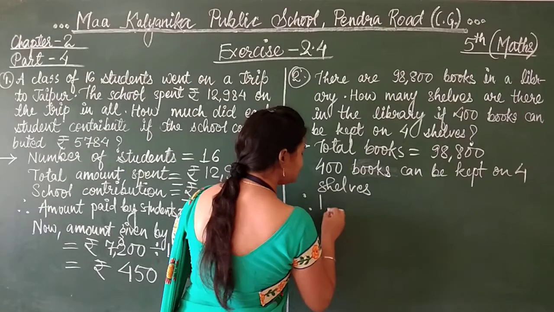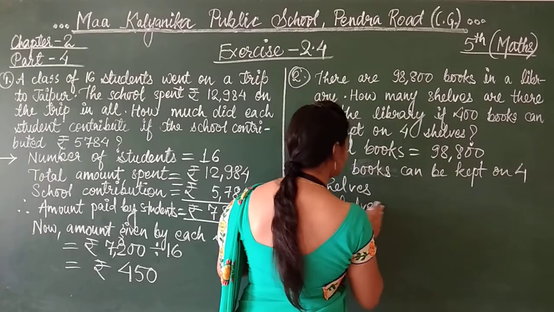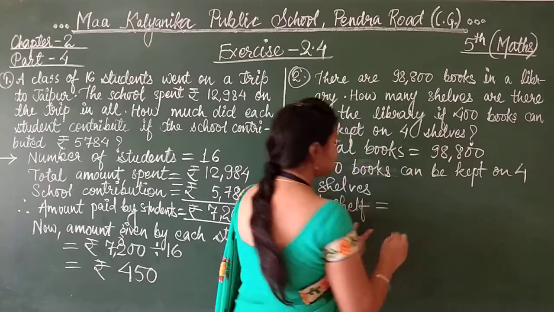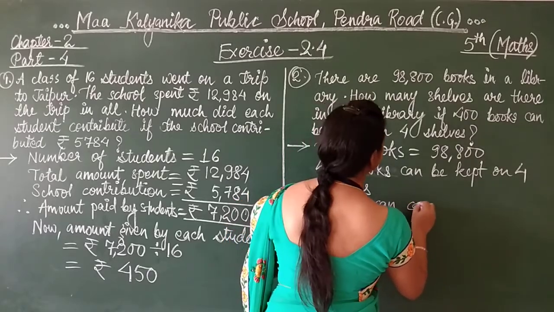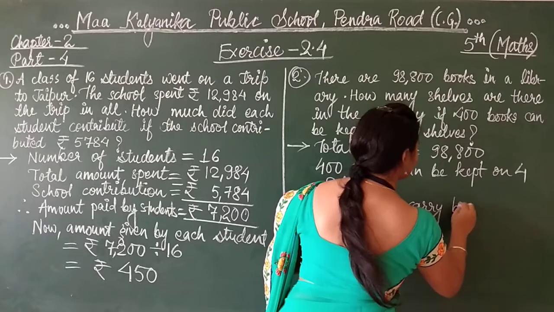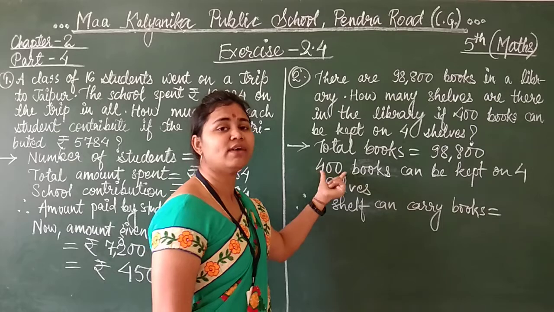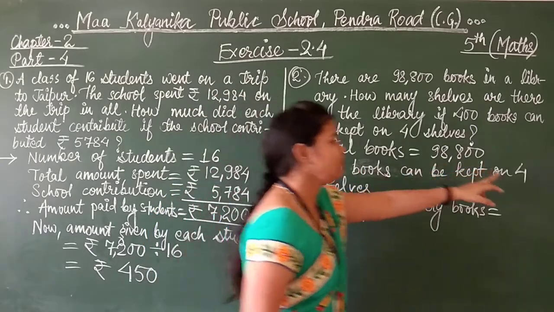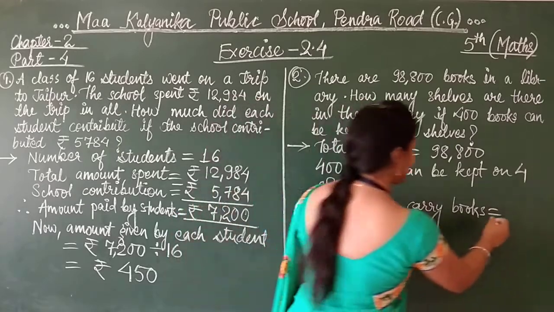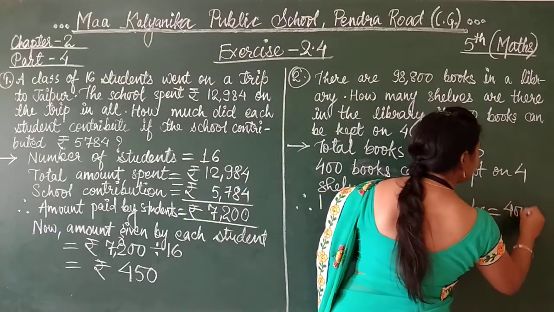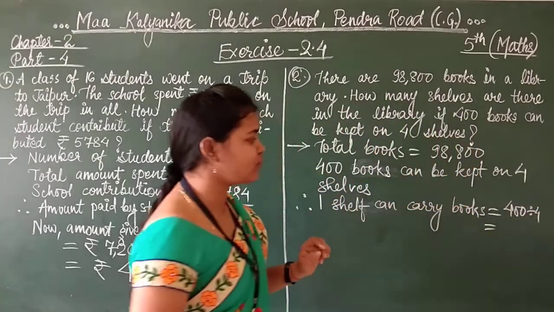Therefore, one shelf can carry how much books is equal to how much? So see, one shelf. So if we will divide 400 by 4, we will get the number of the books one shelf can carry. So one shelf can carry books how much? 400 divided by 4.